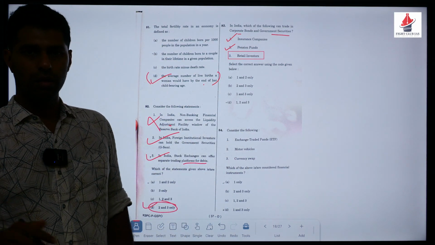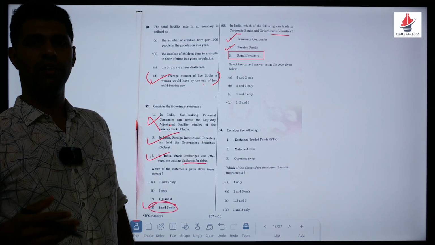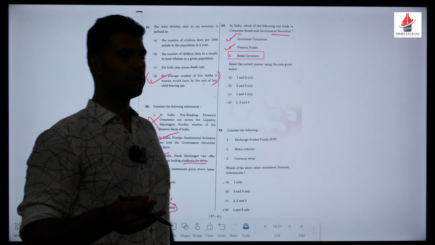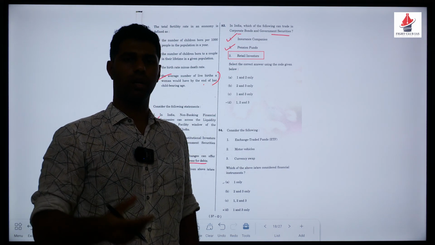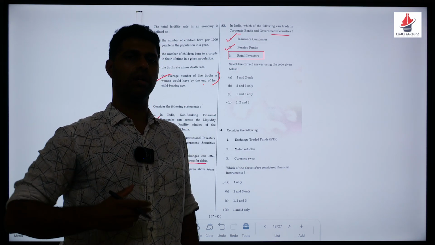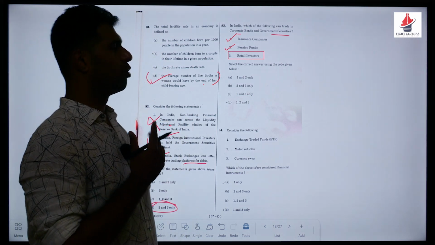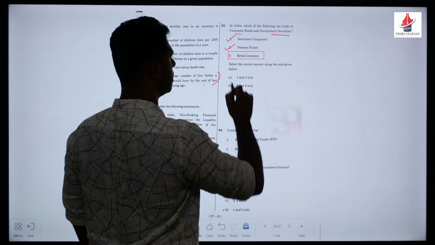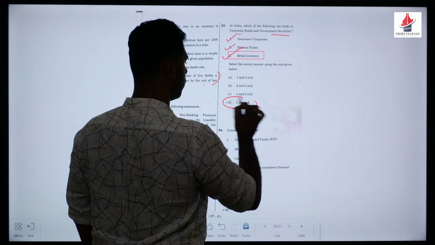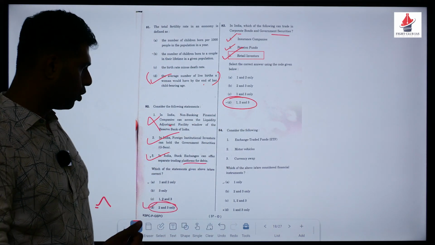Because RBI has come out with a provision where, they have bought this particular thing, retaildirect.rbi.org.in. You can, or eKuber. Through these means, you can directly access the government securities. Even retail investors are able to access and buy government securities. So 3 is also correct. Answer is 1, 2, and 3. Moving to the next one.